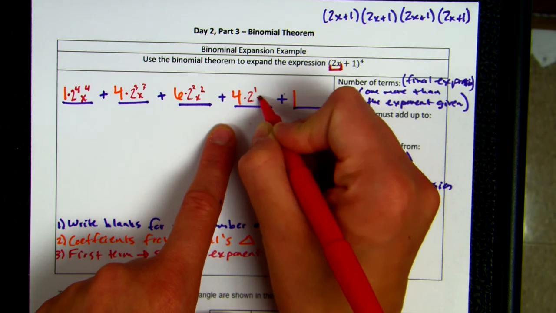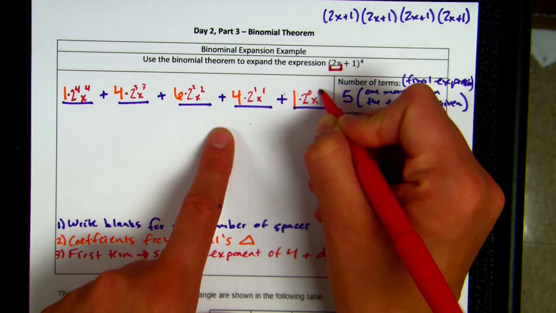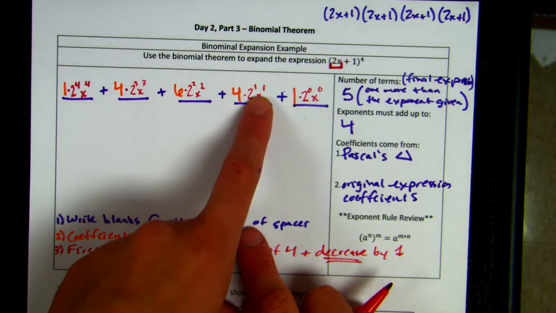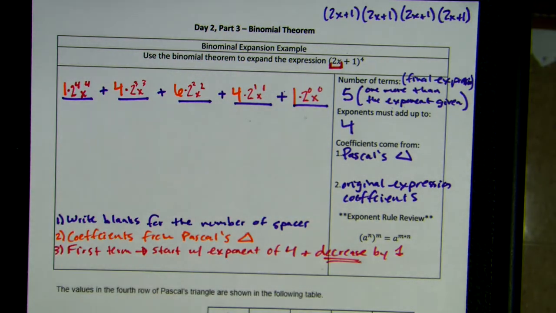2 to the 1st, x to the 1st. And then finally, 2 to the 0, x to the 0. Okay, so it decreased. I went 4, 3, 2, 1 with my exponents. 4, 3, 2, 1, 0. Okay, now I'm going to do something very similar with my second term.